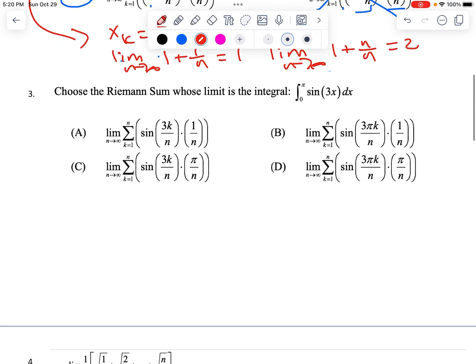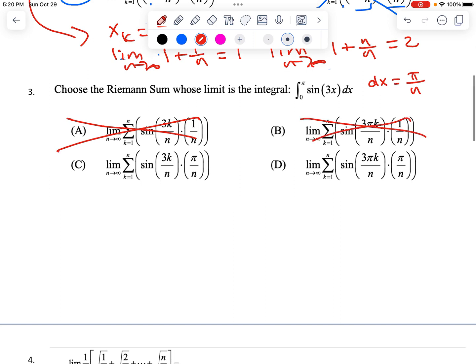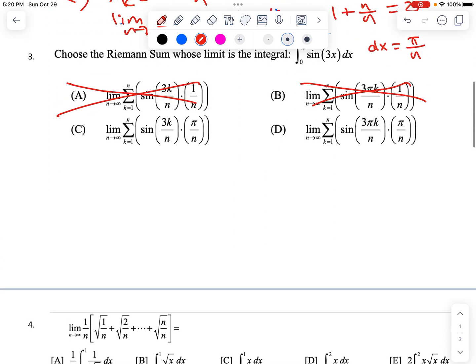Okay. So let's try number 3. Again, I notice that dx in this case is pi over n. So it can't be A or C. So I'm left with these two. So I would just start with one to check. Let's check C first.